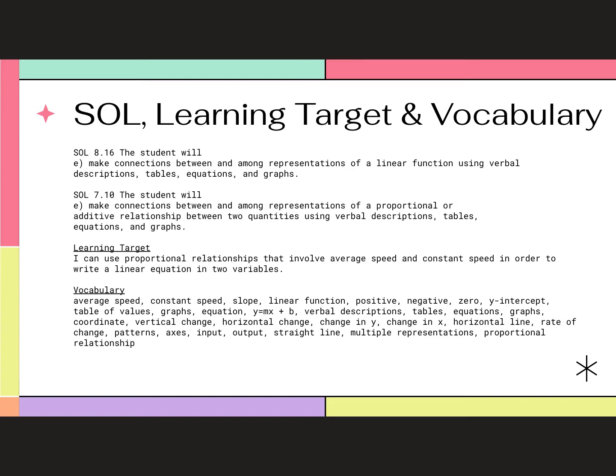For our learning target, I can use proportional relationships that involve average speed and constant speed in order to write linear equations in two variables. For both of the SOLs, I can make connections between and among representations of linear functions using verbal descriptions, tables, equations, and graphs.